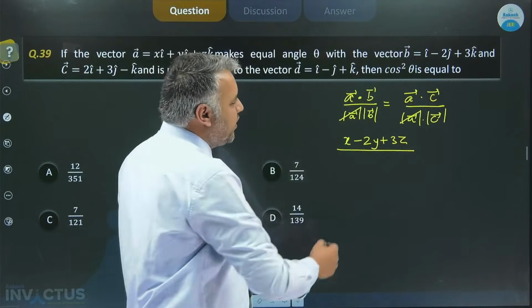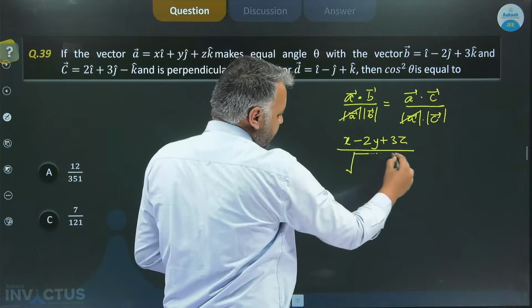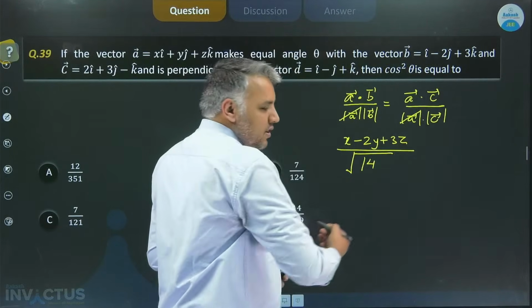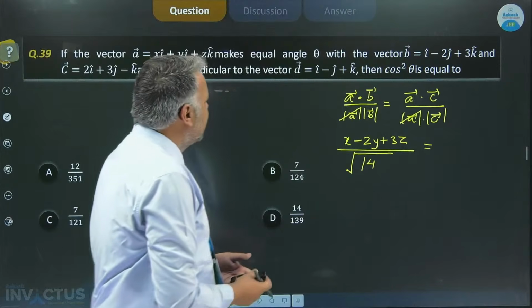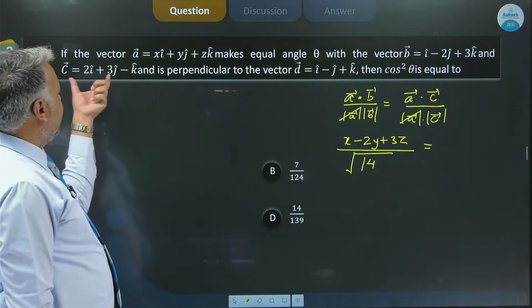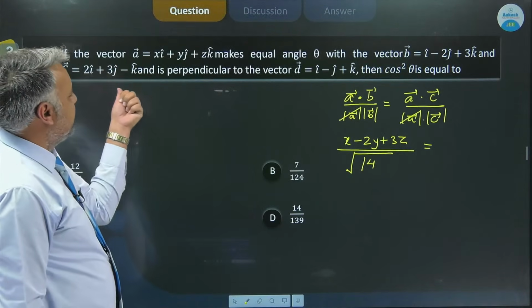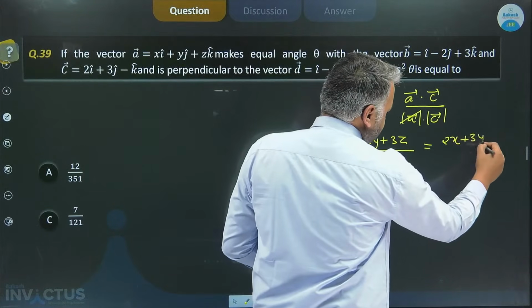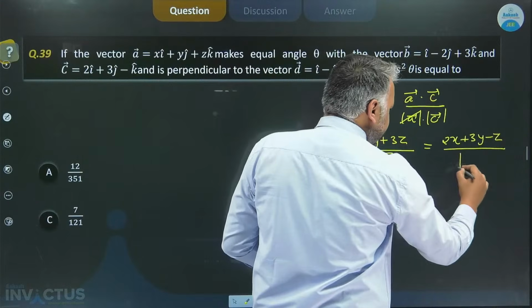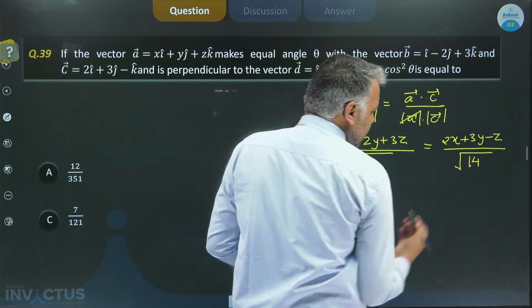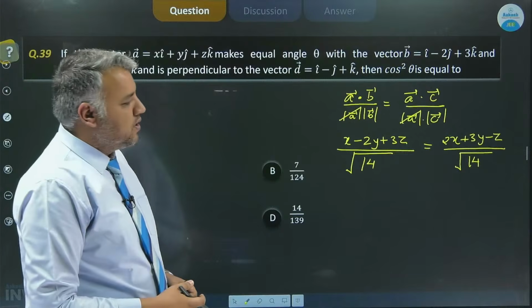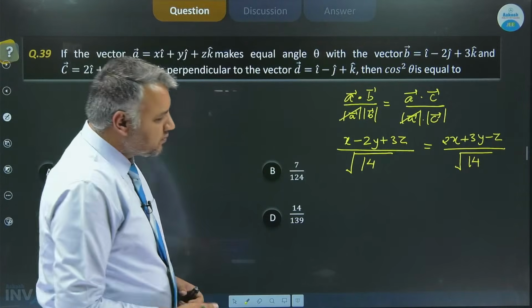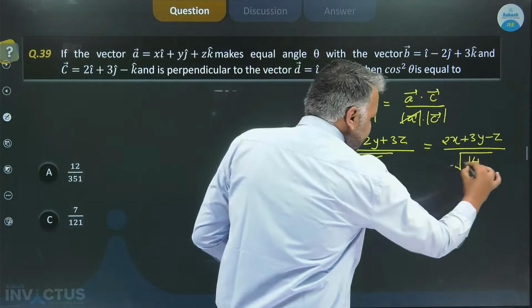And now what is the magnitude of B? That will be root of, I think, root of 14. This must be equal to A dot C. According to this, A dot C will be 2x plus 3y minus z, divided by, again, magnitude of C, which is root 14. So we'll get an equation in xyz. From here, root 14 is cancelled out.